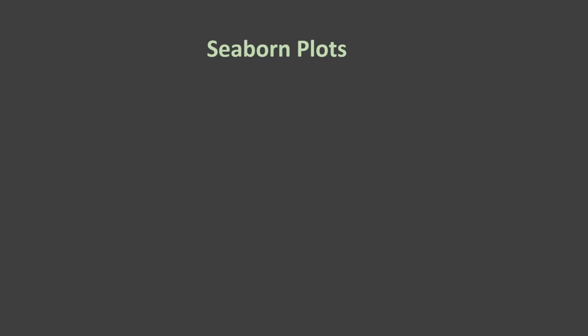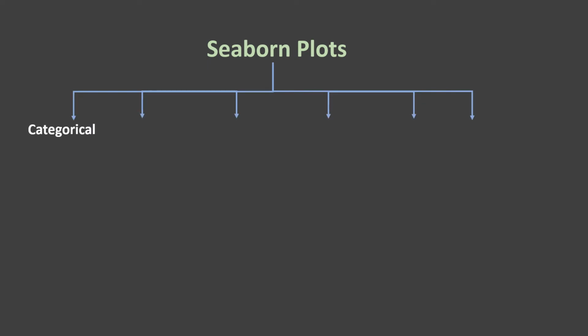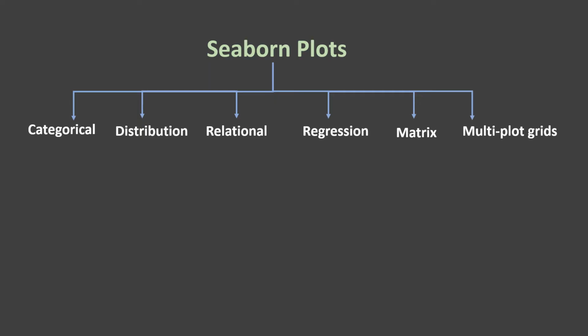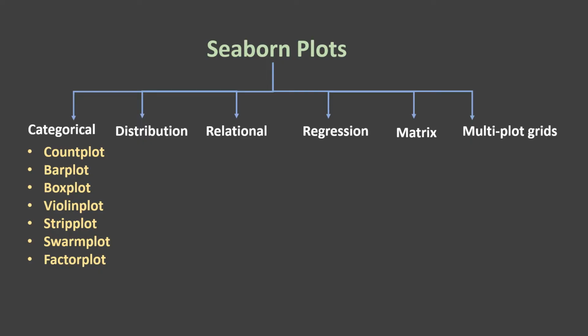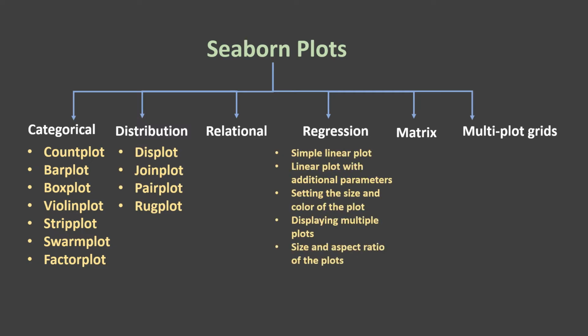There are a number of plots covered under the Seaborn library, and if we categorize them all, there are six categories in which we can group them together. One, categorical, then distribution plots, relational plots, regression plots, matrix plots and multi-plot grids. In categorical plots, we will study all of these plots. We will learn how to create all of these plots. In distribution plots, we will learn this set of plots, and then in the regression section we will start with simple linear plots, and we will keep on adding the advancements in the subsequent points.